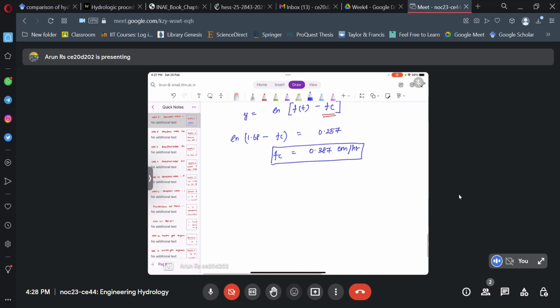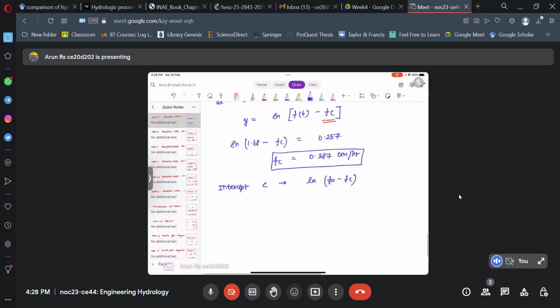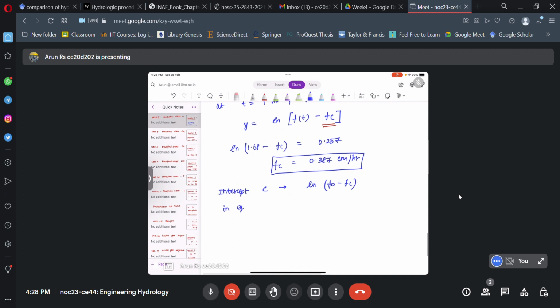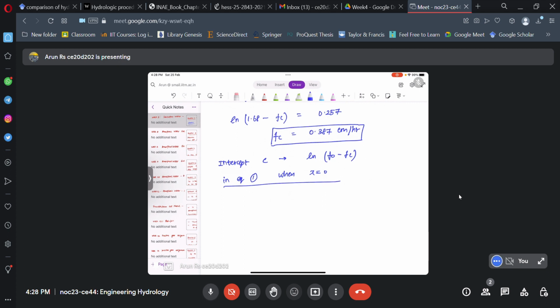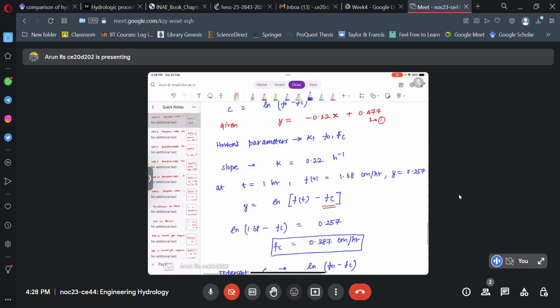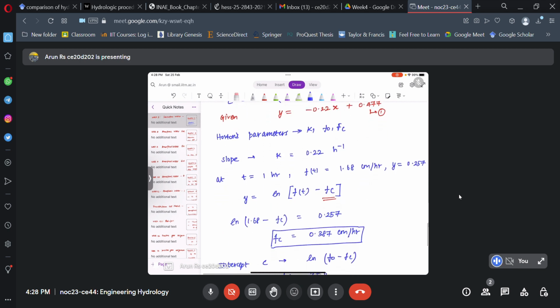The last parameter is your f naught, which can be obtained from the intercept. So your intercept c is given by ln of f naught minus fc. So in equation 1, you will get your intercept when x is equal to 0. When x is equal to 0, so we are going to substitute in equation 1 x as 0. So if I do that, I will get y is equal to 0.477.